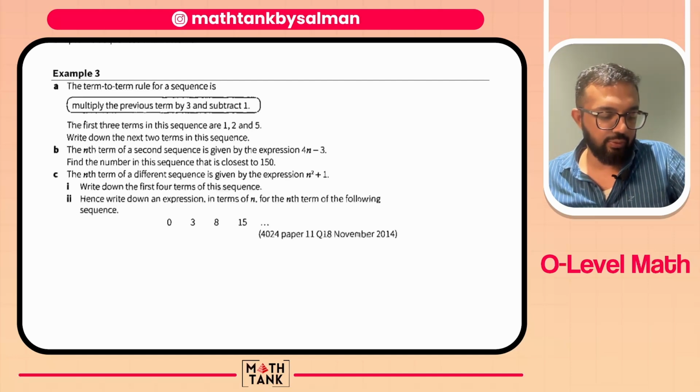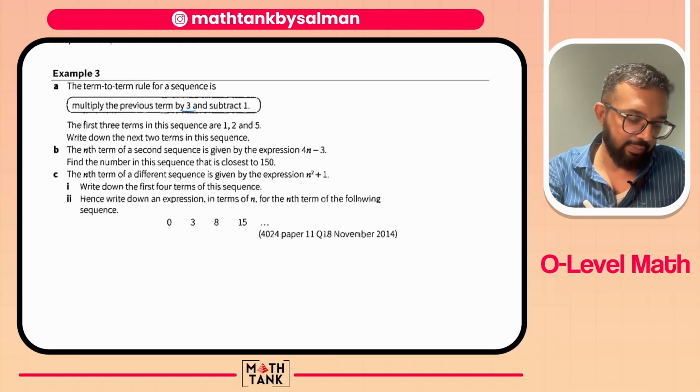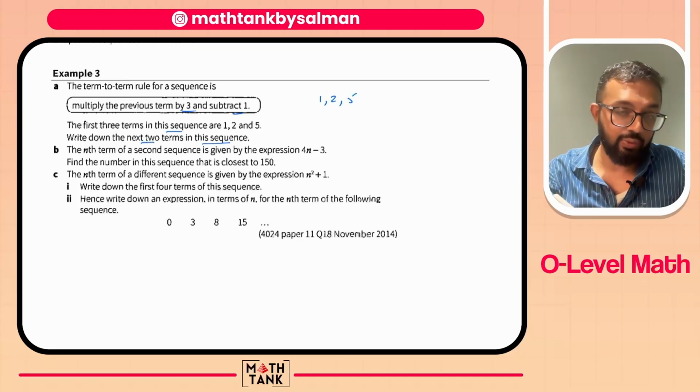It says the term to term rule for a sequence is multiply the previous term by 3 and subtract 1. The first 3 terms in the sequence are 1, 2, and 5. Write down the next 2 terms in the sequence. So multiply the previous term by 3 and subtract 1. So what does that give you?